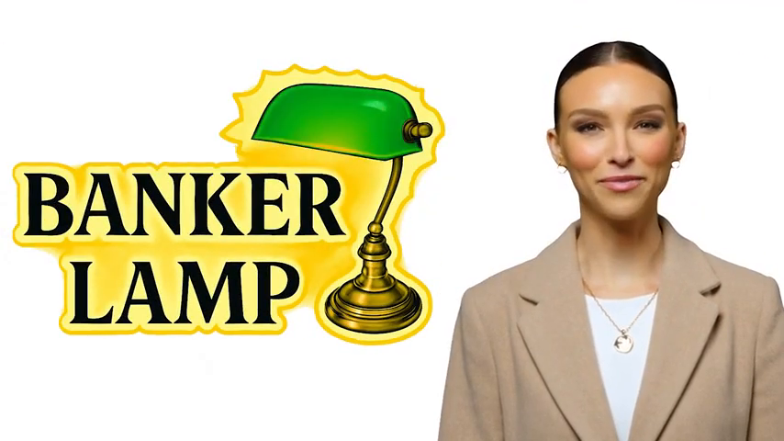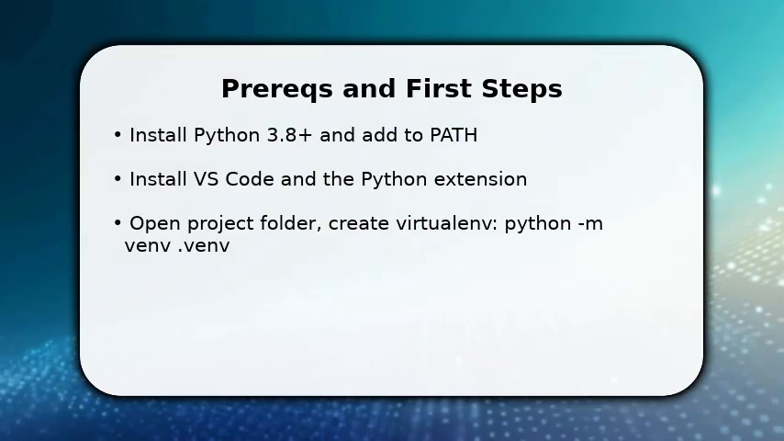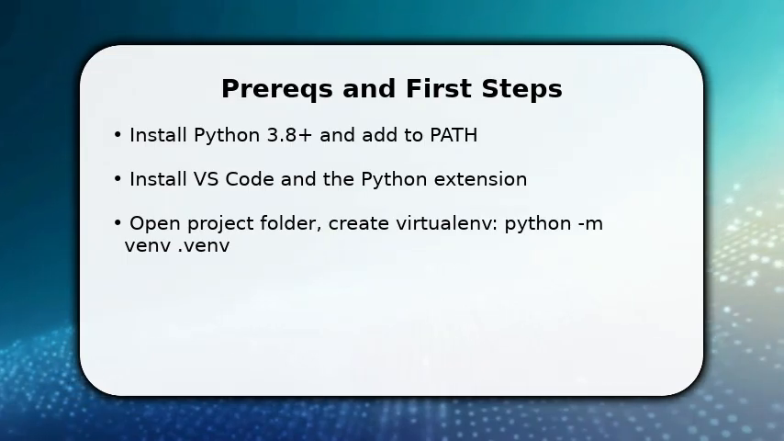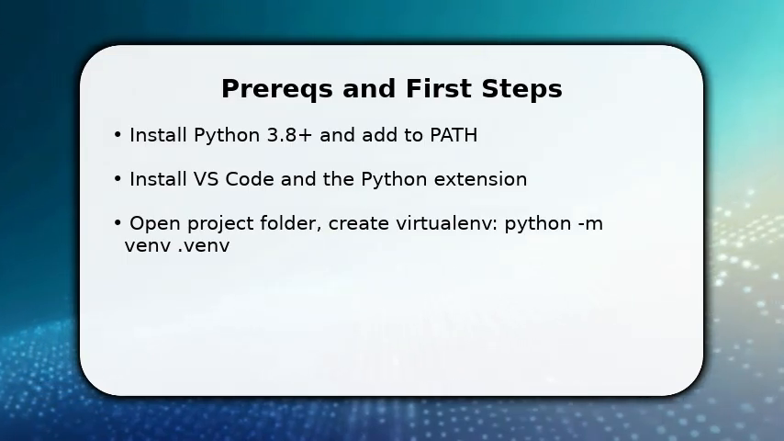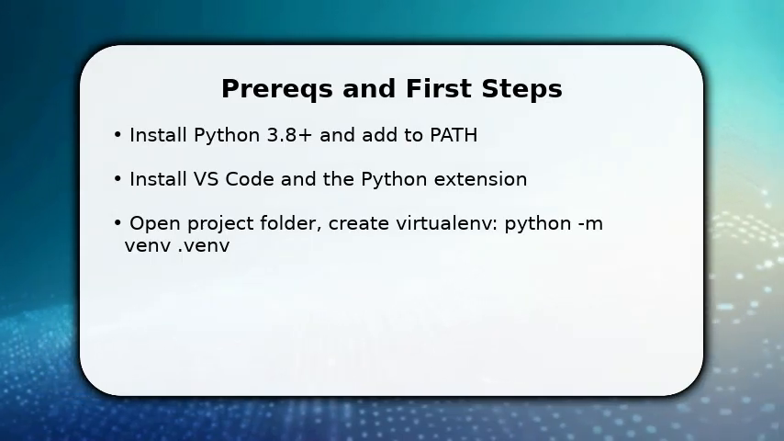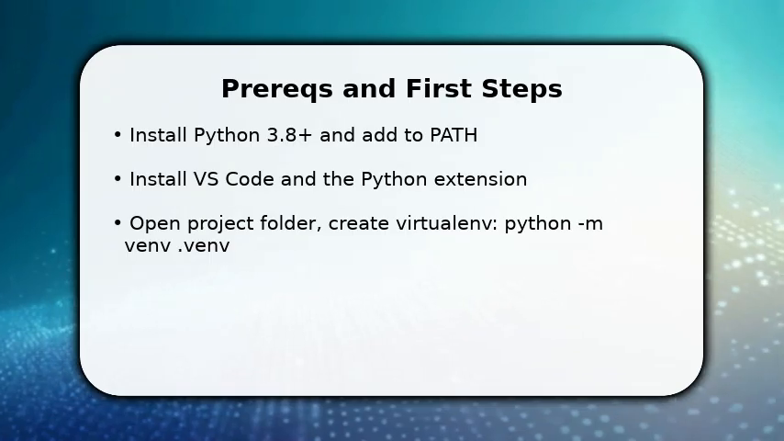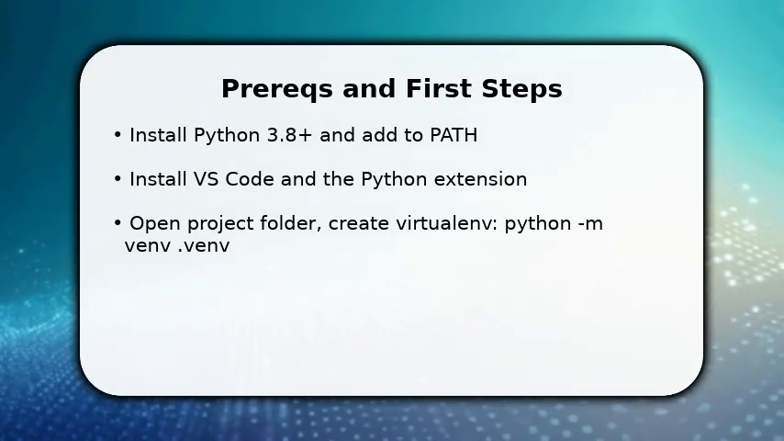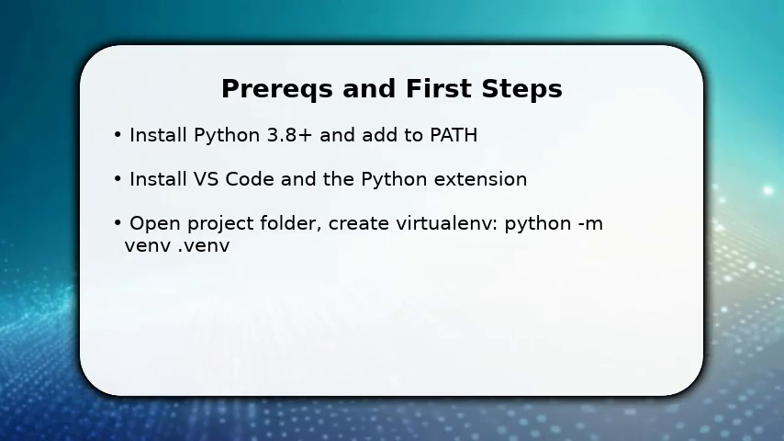Please enjoy the video. You start by confirming prerequisites, Python installed and VS Code ready. Open the project folder so settings save per project. Once done, create a virtual environment with python -m venv and activate it. This isolates dependencies and prevents global conflicts.